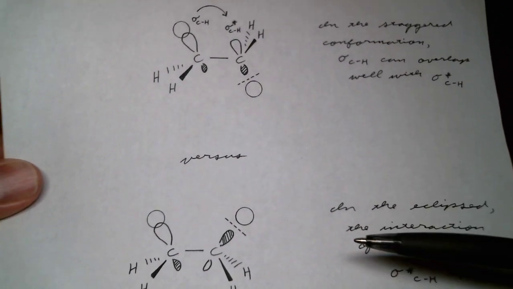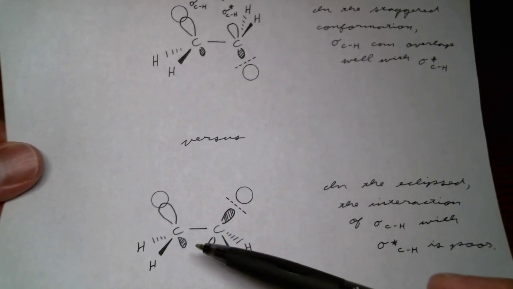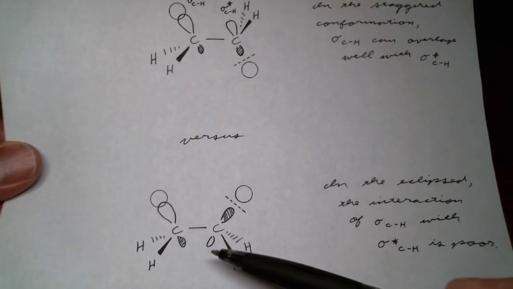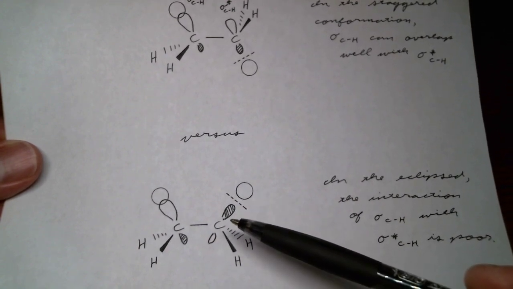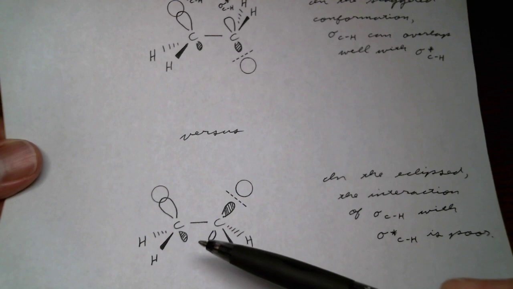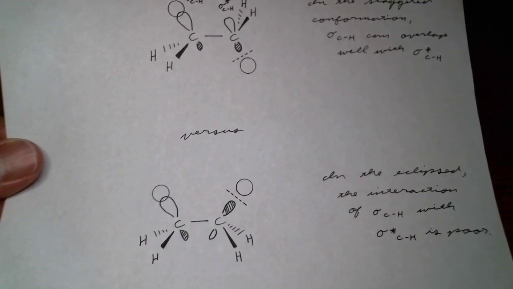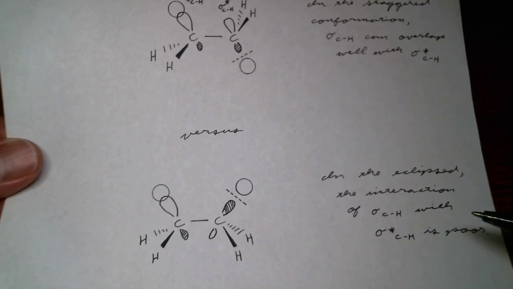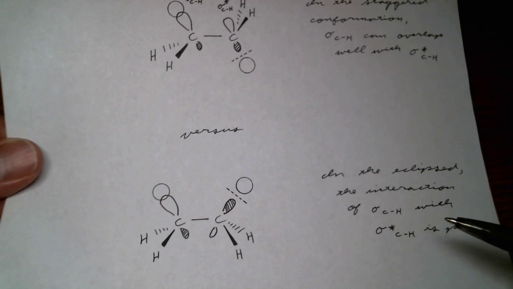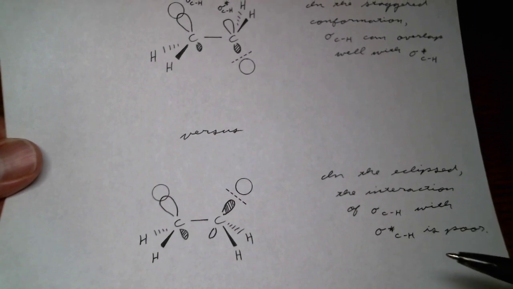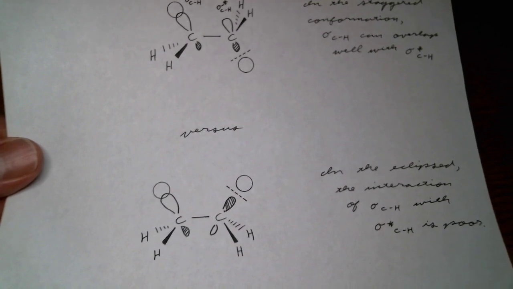And so this is versus the eclipsed conformation, in which, even if we had the correctly phased relative orbitals, there would be poor overlap because of the geometry. We'd have the large lobes pointing away from each other and only the small lobes pointing toward each other. So in the eclipsed form, the interaction of the filled bonding sigma carbon-hydrogen molecular orbital with the sigma star antibonding carbon-hydrogen molecular orbital is poor.